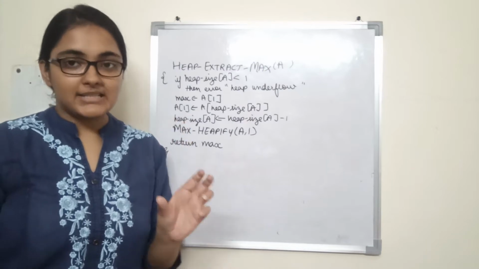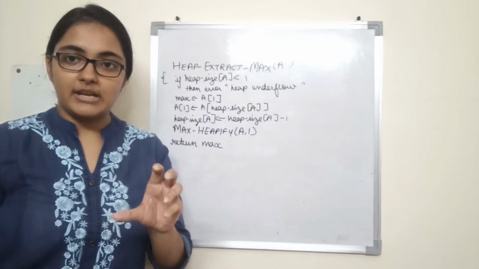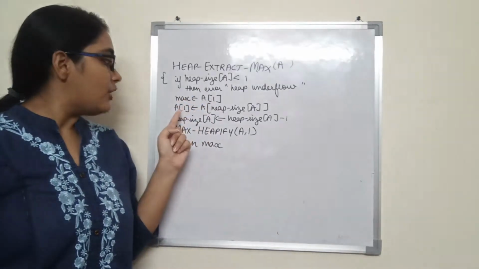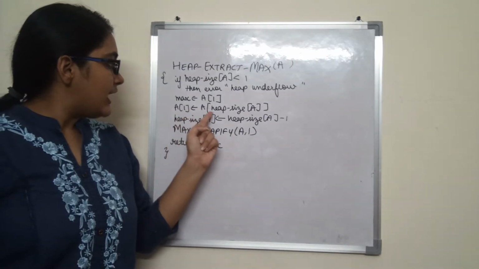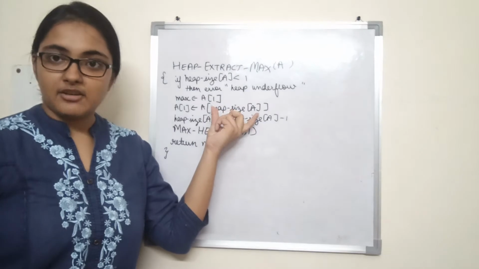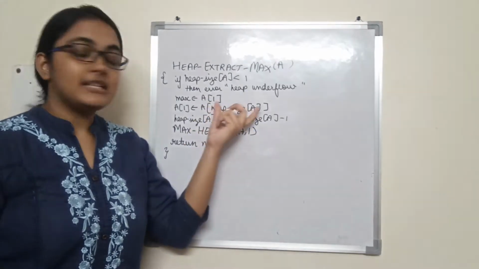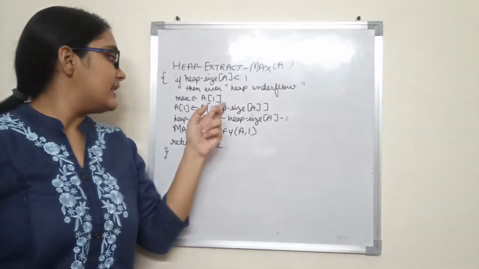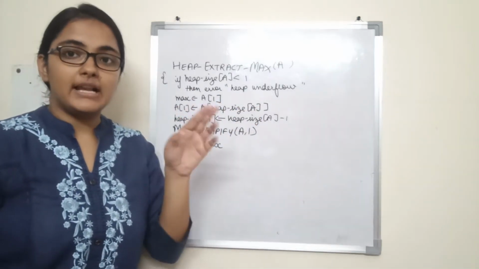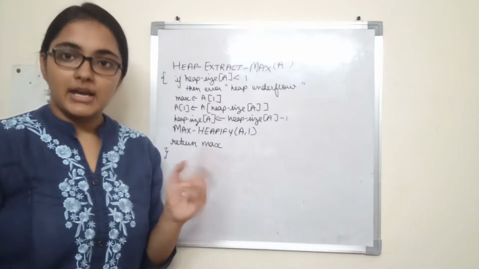Alright, so the maximum element is present at the root, that is A of 1. So we have stored it in a variable called max. Now A of 1 is equal to A of heap size of A. That is, the element present at the last index of the array is moved to A of 1. That is, we are trying to remove the root element, or the maximum element, from the heap.